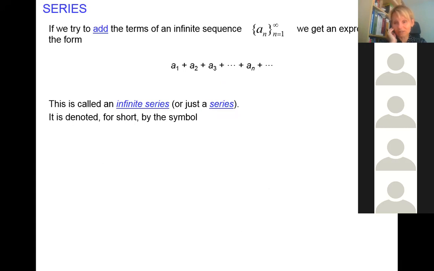We know what a sequence is. A sequence is just a list of numbers, a list of terms: a sub 1, a sub 2, a sub 3, 4, 5, and so on. Now what we will do, as I said, is add the terms of the sequence. Not just a list of terms with commas, we will have the addition of all of these terms. That means a sub 1 plus a sub 2 plus a sub 3 and so on, a sub n.